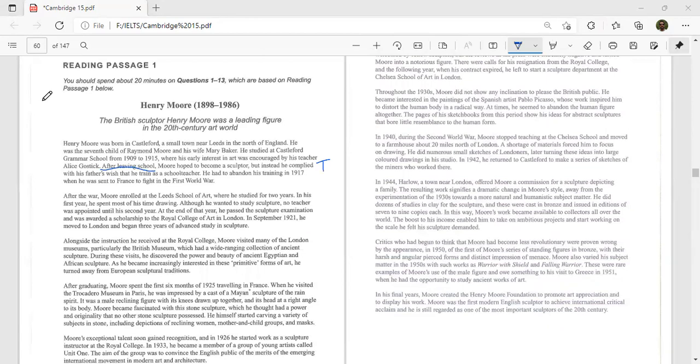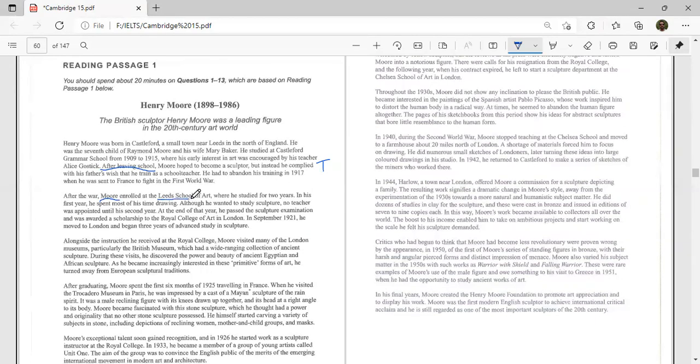In the second passage, Moore enrolled at the Leeds School of Art, where he studied for 2 years. In his first year, he spent most of his time drawing. Although he wanted to study sculpture, no teacher was appointed until his second year.